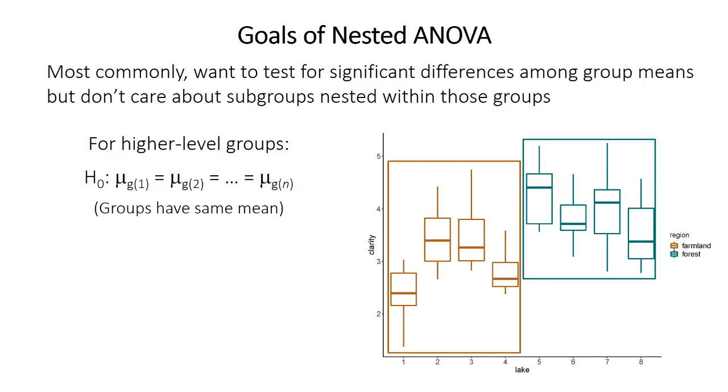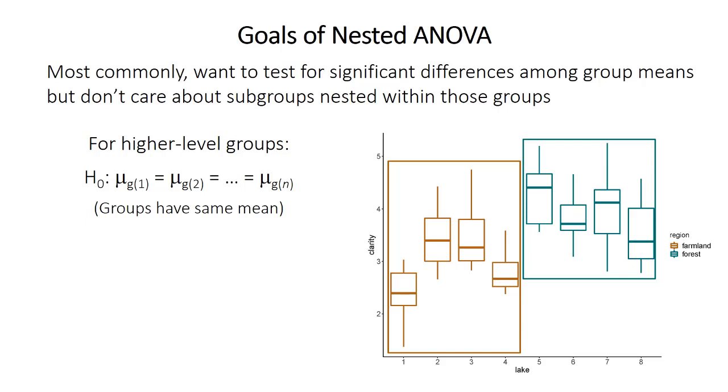In this example, we might care if water clarity differs significantly between farmland and forest regions, which are the two levels. But we might not care about the differences among all the lakes in those regions. We may not care if Lake 1 and 2, 3, 4 differ from each other. So in this situation, the null hypothesis for the higher level groups is that they both have the same mean value. So that's a pretty typical null hypothesis for ANOVA.